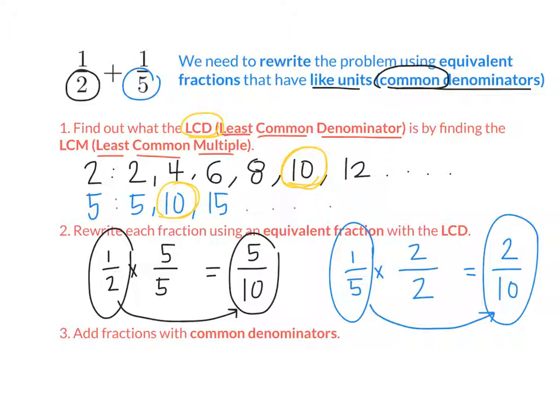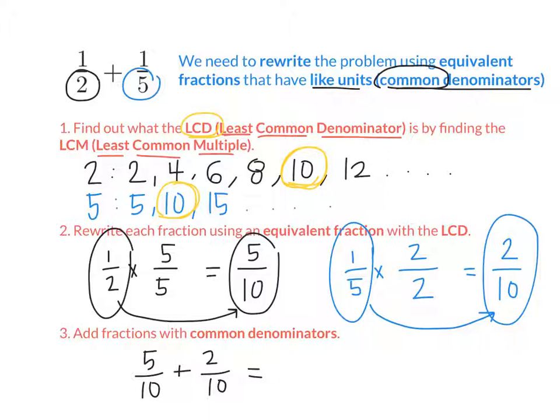So step 3, you just rewrite the problem, right? And you use those equivalent fractions. So instead of 1/2, what should we write? 5 tenths. Instead of 1/5, how many tenths should we write? 2 tenths. And now do we have like units? Yeah. Now we're ready to add.